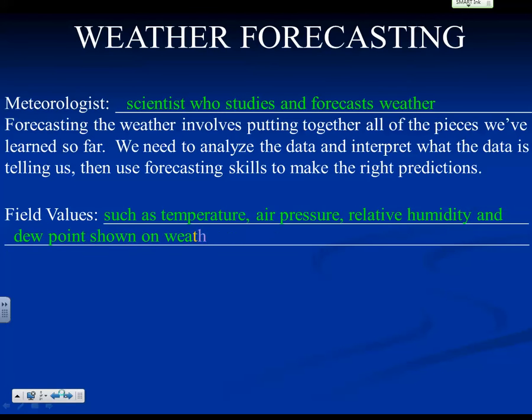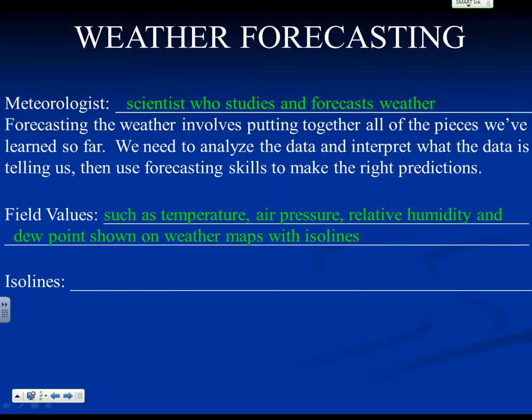All right, some field values. Now, we've worked with field values in the topographic maps unit, and we've looked at some of the particular weather variables in this unit that we're going to be making field maps with: temperature, air pressure, relative humidity, dew points. All these things can be shown with isolines. And remember, isolines are any lines connecting points having equal field values.